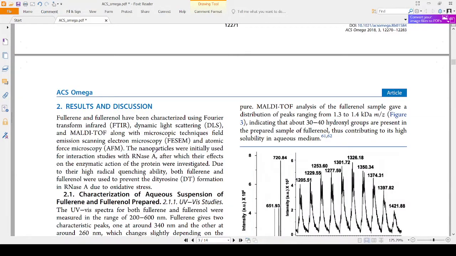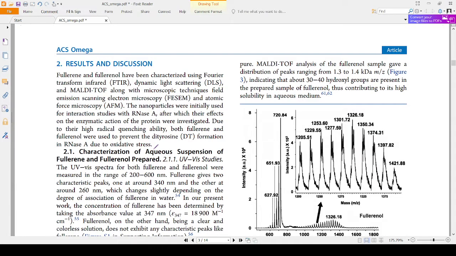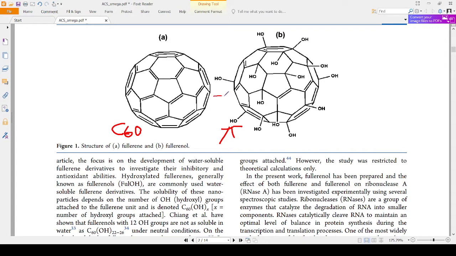Now coming to the results and discussion part directly. In the initial part, they have tried to characterize the fullerenol. This paper has done some interesting work: they converted fullerene to fullerenol in the lab using some reaction, and they tried to characterize this fullerenol formation. They tried to understand, number one, whether the attachment of hydroxyl groups (OH groups) has occurred or not, and number two, how many hydroxyl groups are present. That is quite interesting.